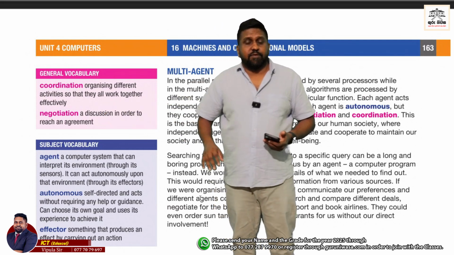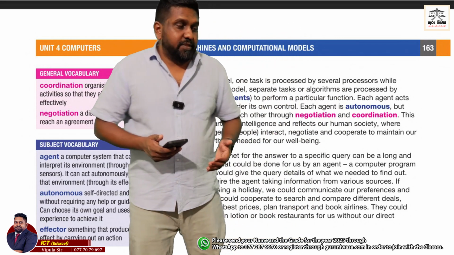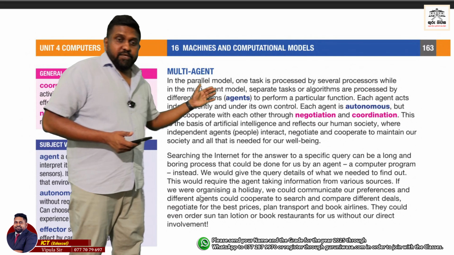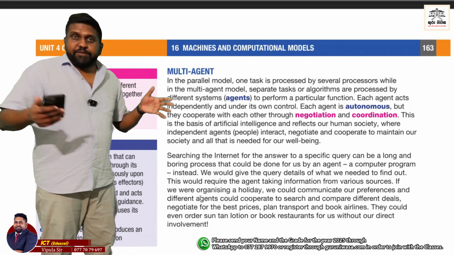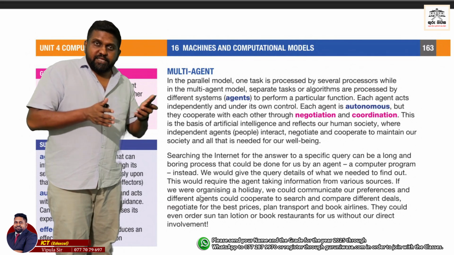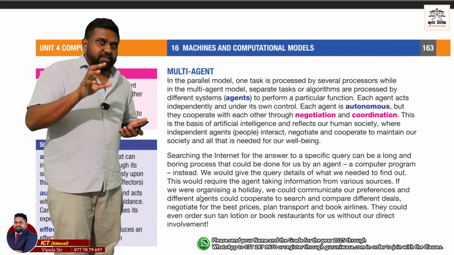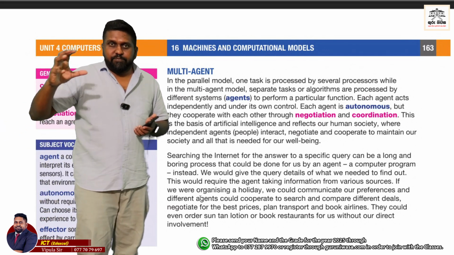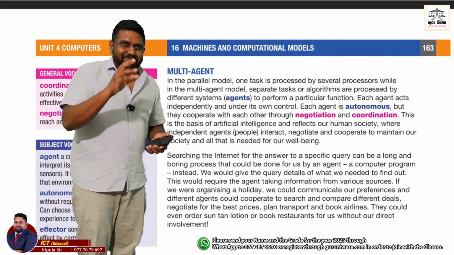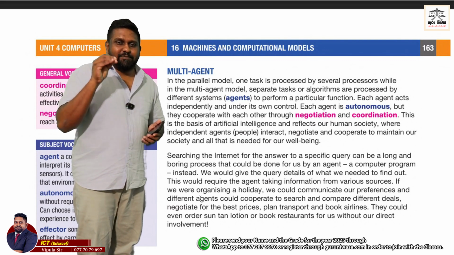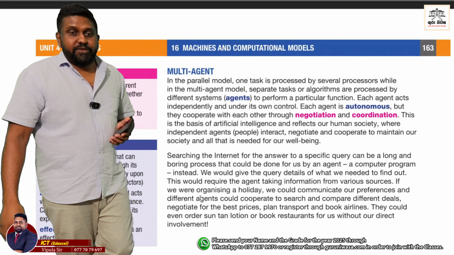So what does this coordination and negotiation have to do with multi-agents? Let's check this out. In the parallel model, as you know, one task is processed by several processors. As you saw in that video, in order to draw that image, it was sent to multiple different processors, which basically drew that image, right?